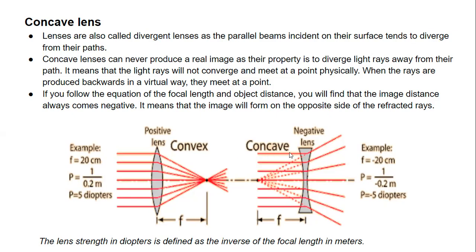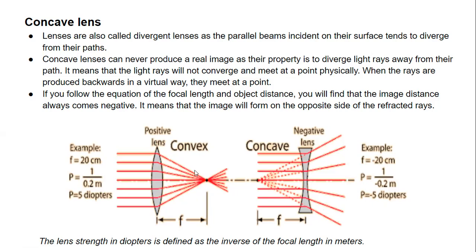However, in the case of a concave lens, the coming parallel light rays are going to be refracted in the glass medium, and due to its shape, they are going to be diverged in different directions, in all directions. So the bottom line and the conclusion is that these two lenses, either concave or convex, are nothing but a piece of glass.